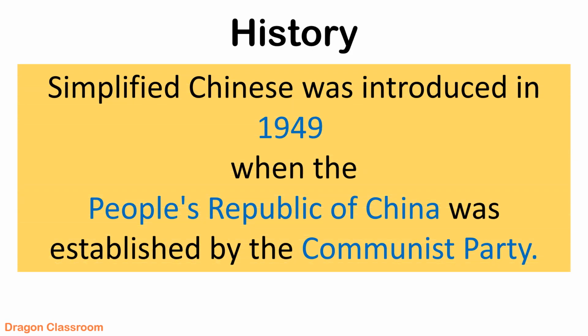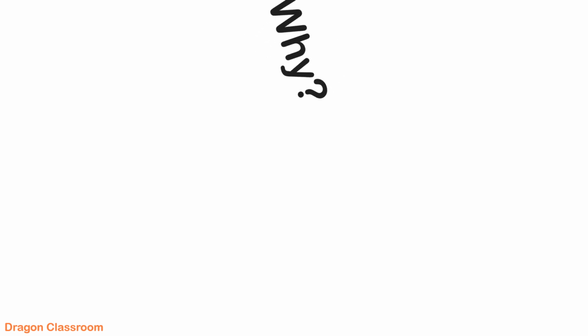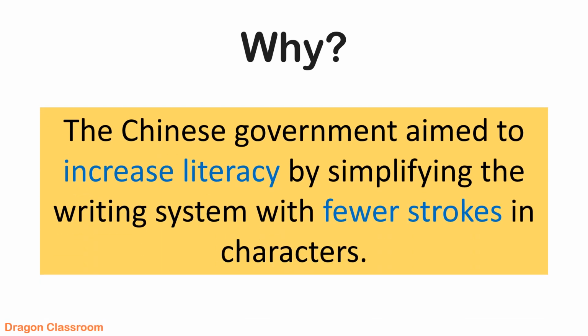Simplified Chinese was introduced in 1949 when the People's Republic of China was established by the Communist Party. The Chinese government introduced simplified Chinese characters to increase literacy rates among the Chinese population. The simplified Chinese characters have fewer strokes and therefore they are easier to learn.